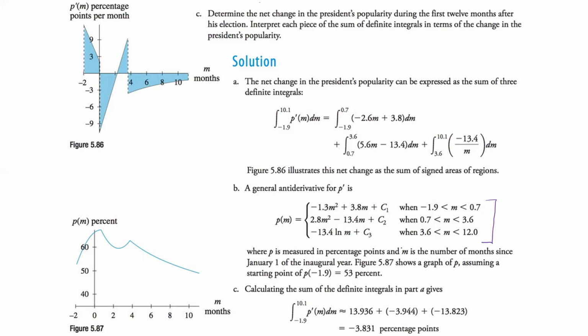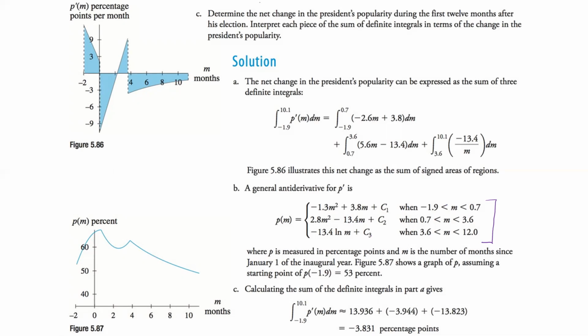Now here, P is measured in percentage points and M is the number of months since January 1st of the inaugural year. And this shows a graph of P, assuming the starting point of P at negative 1.9 is 53%, which is what they told us in our problem. So it's going to start here. Then we just follow from there: from here to here we get this, from here to here we get this, from here to here we did this. And that's going to be our graph.